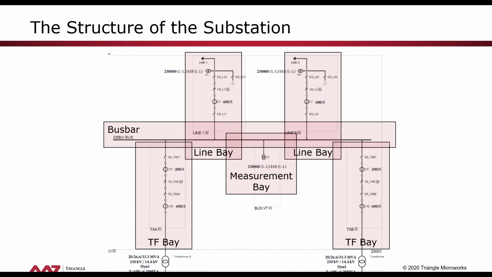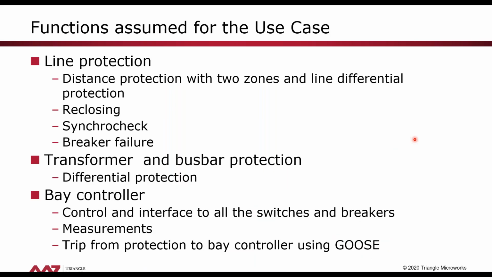Okay, so this slide shows the substation that we are building today together. We have a high voltage substation with two line bays, a measurement bay, a transformer bay, and a bus bar. Before we go into the steps of the specification, I would also like to show the functionality that we have to do. So this slide gives an overview on the different functions that we assume for our use case. Line protection with different elements, reclosing, synchro check and breaker failure, transformer and bus bar protection, bay controller with control interface to all the switches and breakers, measurements, and also receiving the trip from the bay controllers.